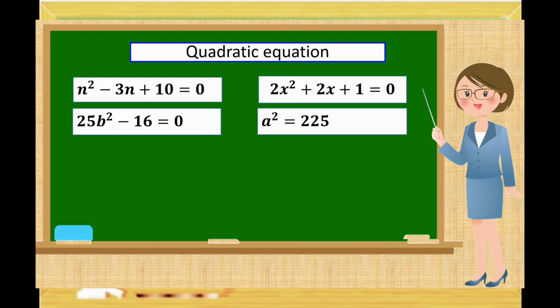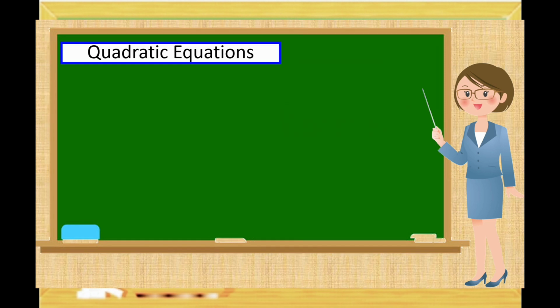Mga ka-Happy Math, napansin niyo ba kung sa anong katangian nagkapareho ang mga equation na ito? Tama ang inyong napansin. Their common characteristic is their highest exponent, which is 2. And these equations are what we call quadratic equations. But what is a quadratic equation?